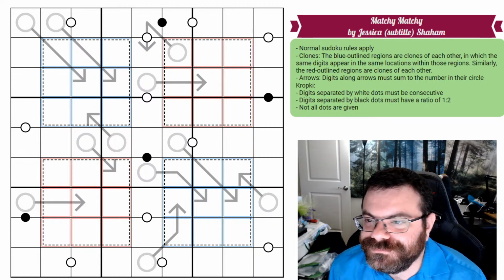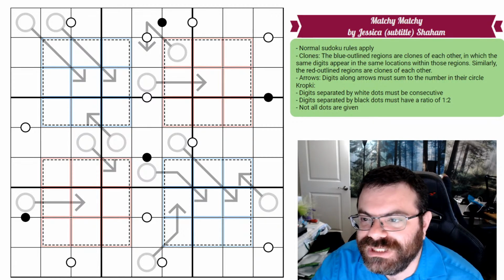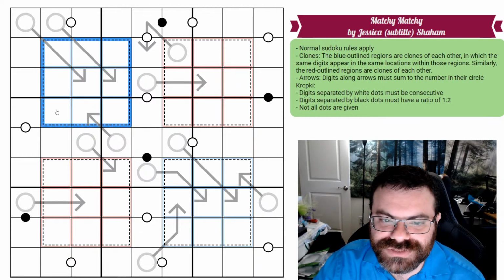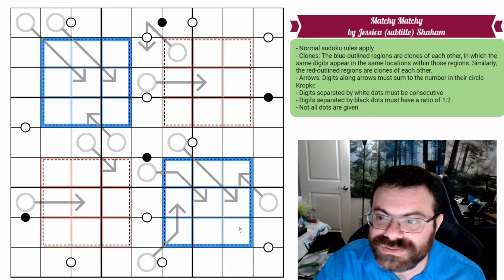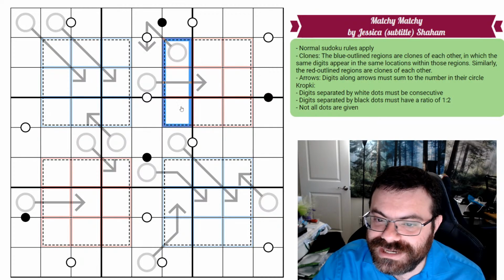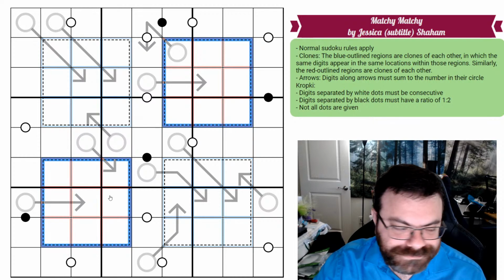Okay, so we have normal Sudoku rules. We have clones. So the blue outlined regions are clones of each other. So these are clones of these. The same digits appear in the same locations within those regions. Similarly, the red outlined regions are also clones of each other.